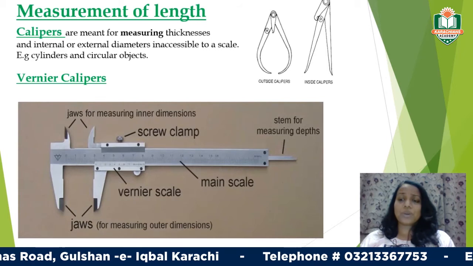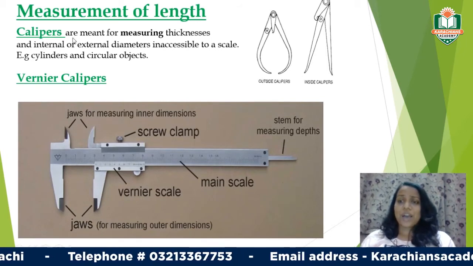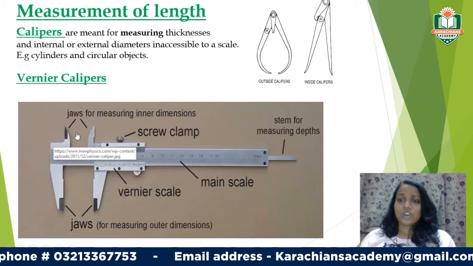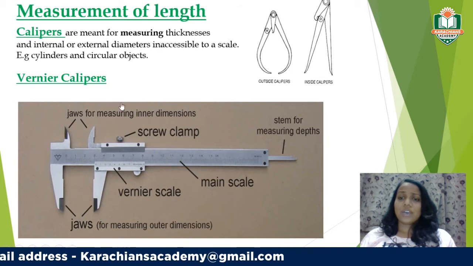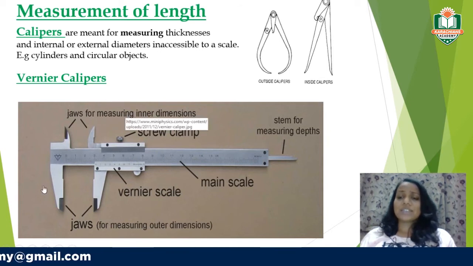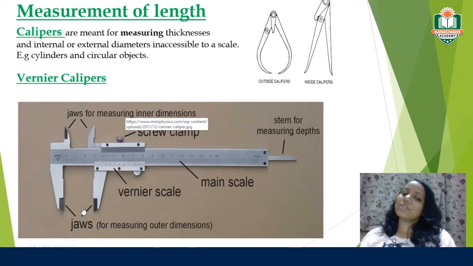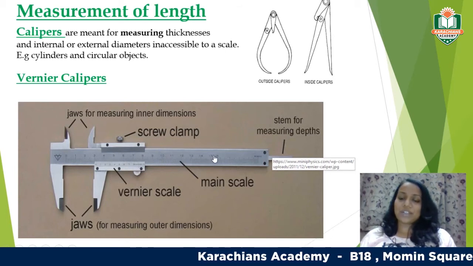And you look at the diagram, the vernier caliper looks somewhat like this. You have your two sets of jaws, your inner dimensional jaws and your external ones. The inner dimension ones are used to measure internal diameters, and the external one is used to measure external diameters. Then you have your stem to measure the depth over here. You have your vernier scale and you have your main scale reading in the center.